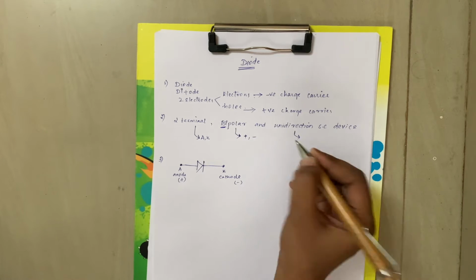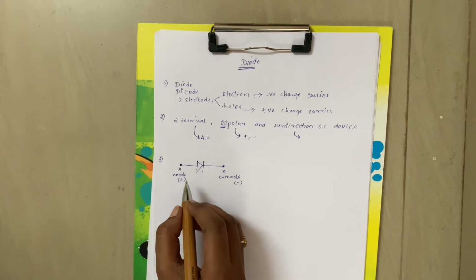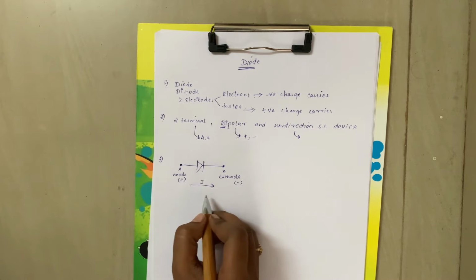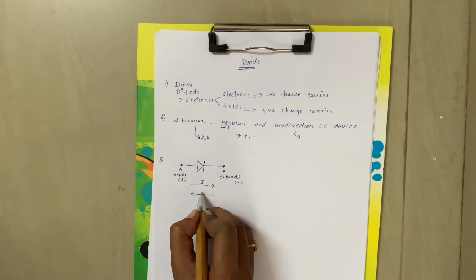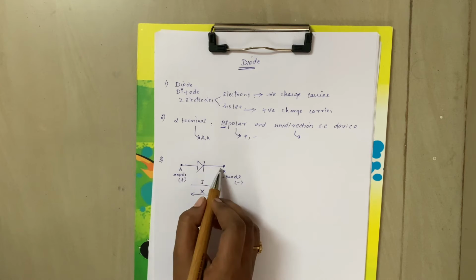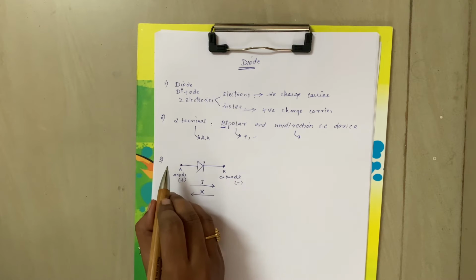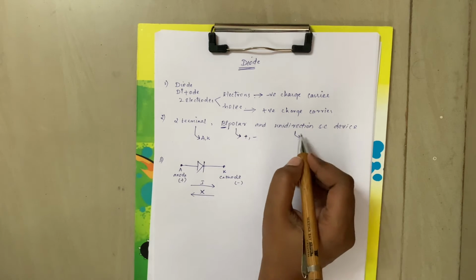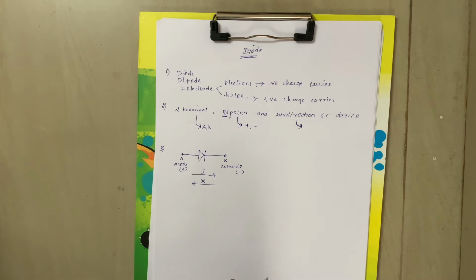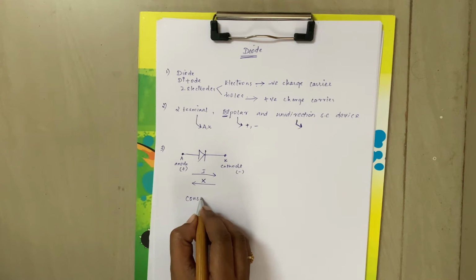Then what is this unidirectional? In a diode, current flows only from anode to cathode. In the reverse direction, the current will not flow. So a diode allows the flow of current only in one direction and opposes the flow of current in the other direction. That's why the diode is called unidirectional. Now these are the definitions of a diode. Let's move on to construction.